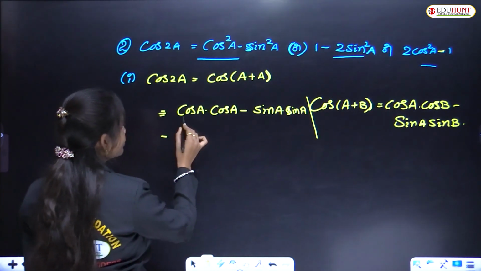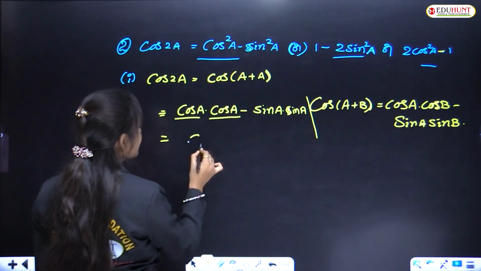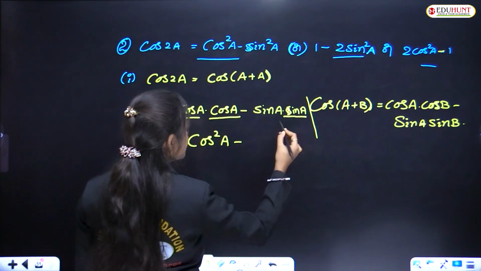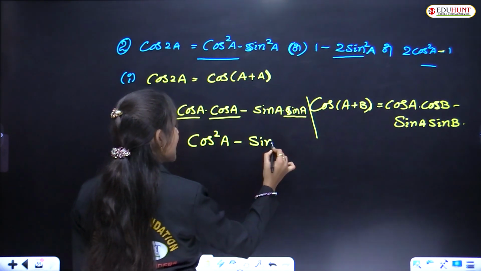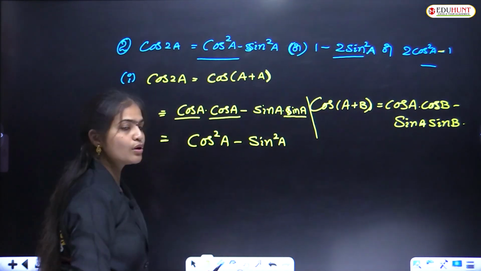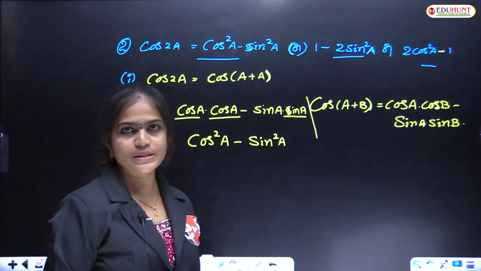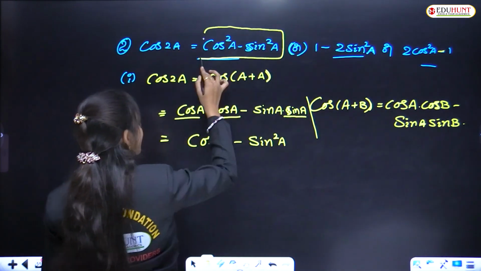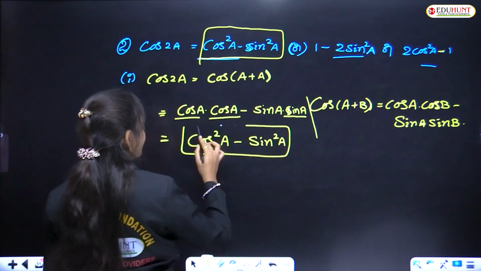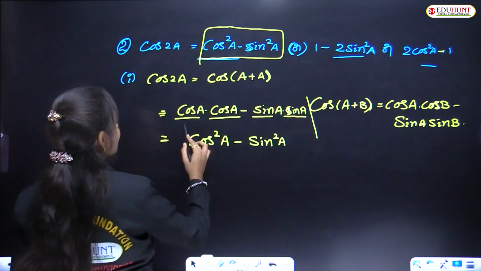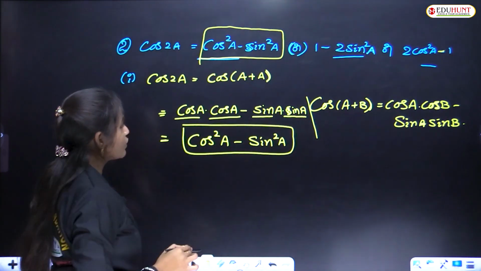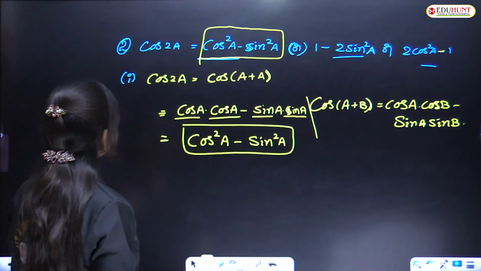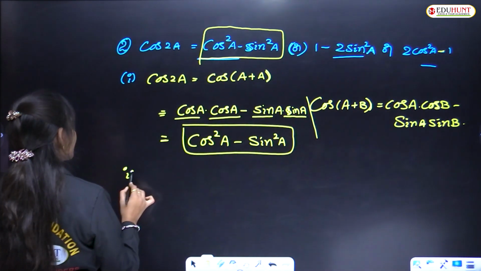Which is equals to cos a into cos a, which is equals to cos square a, minus sin a into sin a, which is equals to sin square a. Okay. So cos square A minus sin square A. Am I clear? So here we got that first formula, cos square A minus sin square A. So first formula proved. And come to that second one.